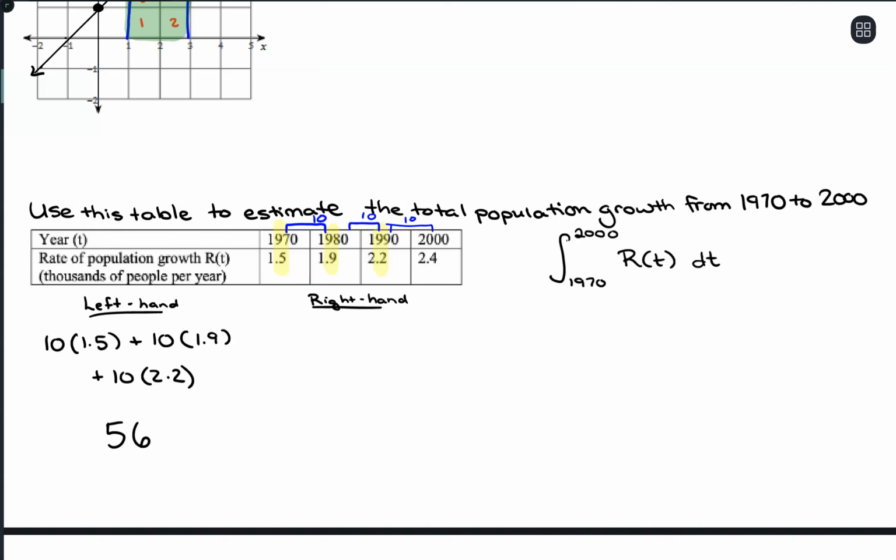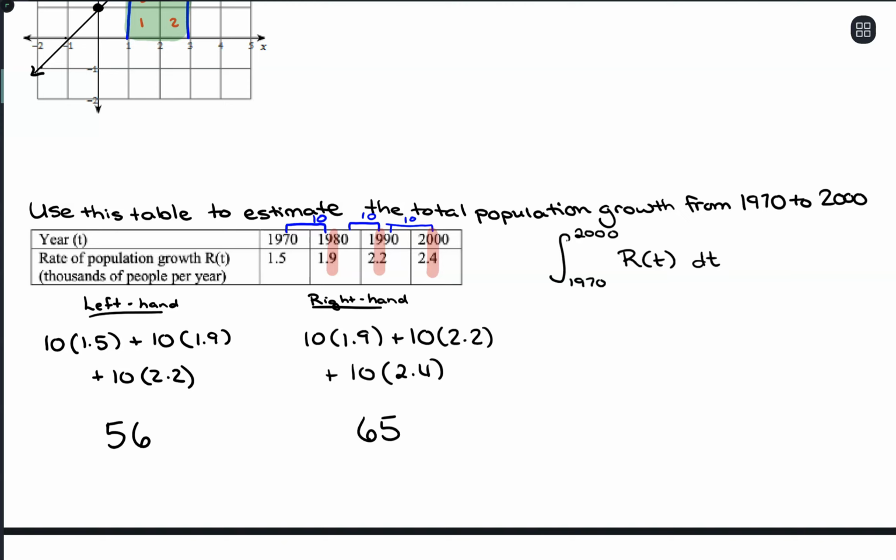For the right-hand sum, it's kind of like reading right to left. I'm going to use 2000, 1990, and 1980. So we're going to have 10 times the height at 1980, skipping over 1970, so 1.9, plus 10 times 2.2, plus 10 times the height at 2000, which is 2.4. And it should be 65,000 people.